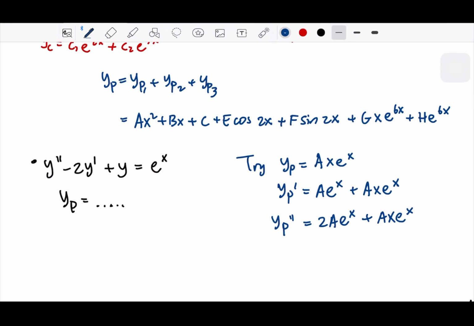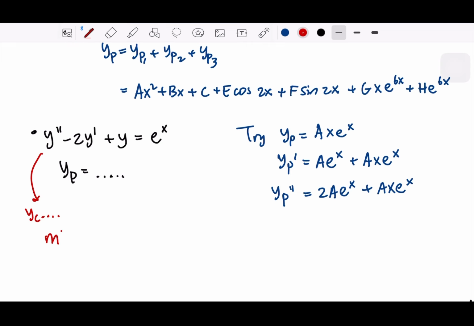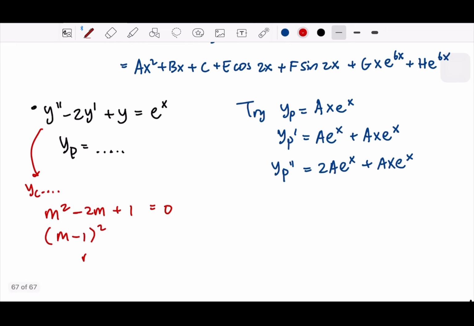Well, before we try this, don't forget to check the YC. So check the auxiliary equations. That we have is this. So M is equal to 1. And we might have duplicity, right? So we need to write YC is C1 EX plus C2 XEX.